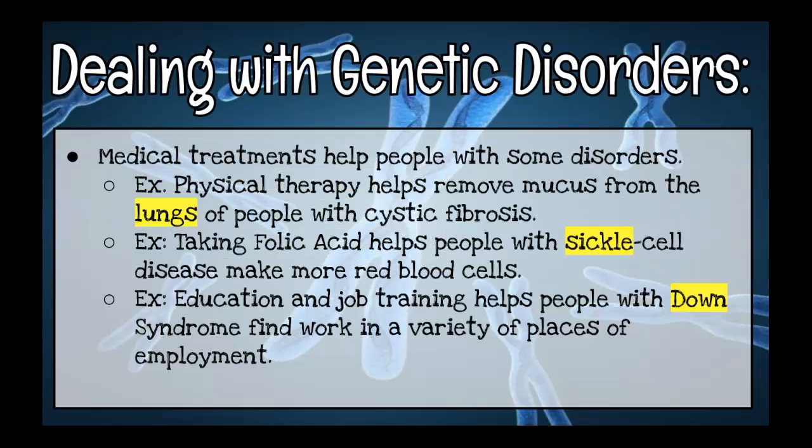If you have a genetic disorder, there are several ways to cope and to deal with it. Sometimes there are medical treatments, so medications that they can take. For example, physical therapy is common with people who have cystic fibrosis because it beats on the back and removes the mucus from inside the lungs. You can take folic acid for sickle cell disease to help make more red blood cells. And then education and job training is common with people who have Down syndrome to help them find work and still live a normal life.